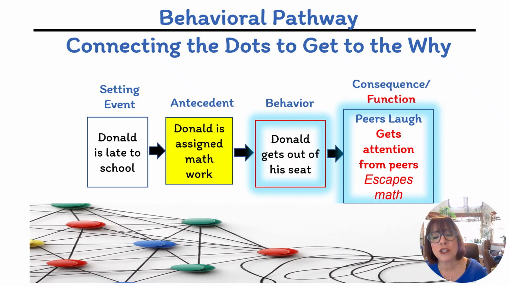But there's also a function it serves, not just obtaining attention. Donald also escapes the math activity. And here we also have a setting event, and setting events aren't directly observable. We will discuss this further in class. In this example, whenever Donald is late to school, it increases the likelihood that the antecedent will trigger the behavior. So by coming in late, he has missed the teacher's explanation and instruction related to the assigned math work, which increases the likelihood that he will want to escape the task.